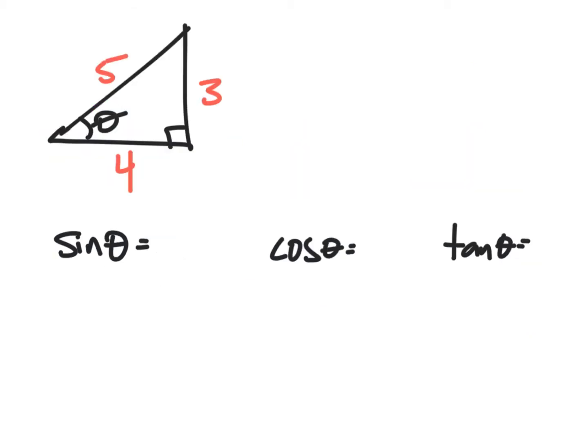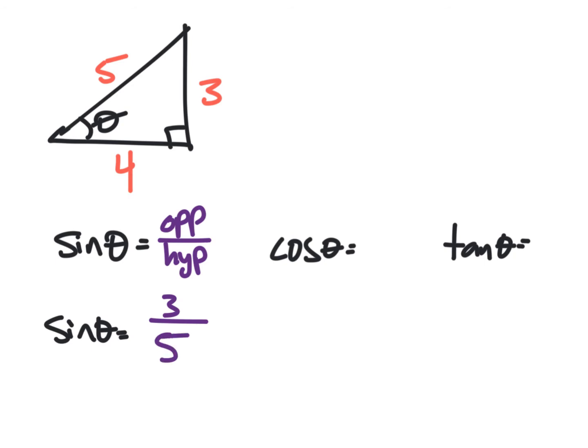All right, so let's actually look at a basic 3, 4, 5 right triangle. And we're going to find the sine, cosine, and tangent of this angle right here. So again, if sine is the opposite over the hypotenuse, then the sine of theta would equal the opposite of the angle, so you go across, 3 over the hypotenuse, 5. So the sine of theta is 3/5.